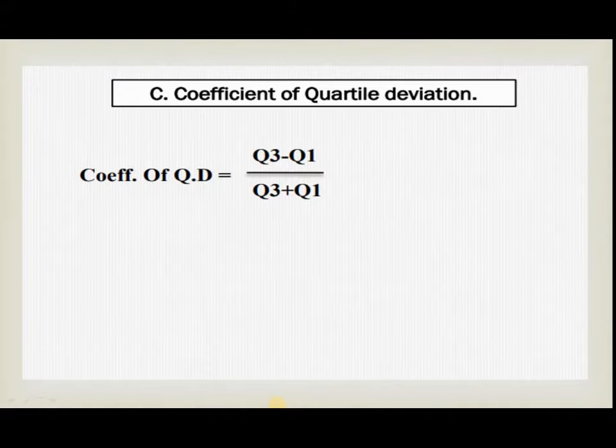And then the coefficient of quartile deviation is Q3 minus Q1 divided by Q3 plus Q1. The values whatever we get, we need to substitute in these formulas and we will get the result. Again here we will start with the problems.